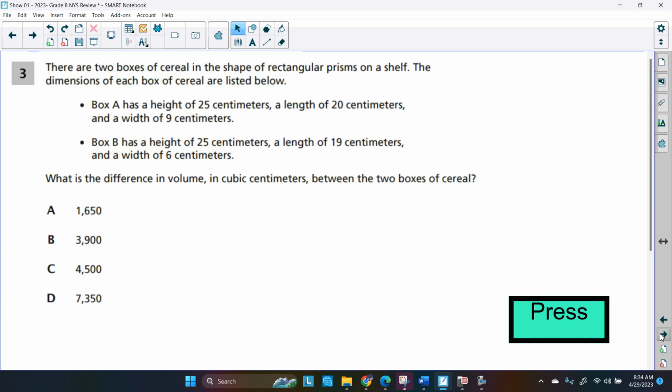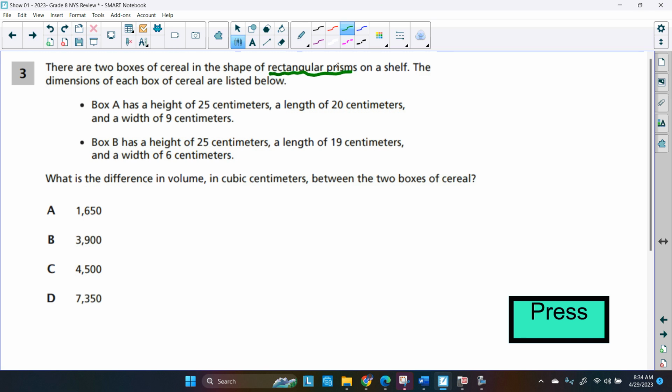There are two boxes of cereal in the shape of rectangular prisms on a shelf. The dimensions of each box of cereal are listed below. So we got two boxes of cereal, and they're in the shape of a rectangular prism. Let me get a little green here and underline rectangular prism. That's important to know.